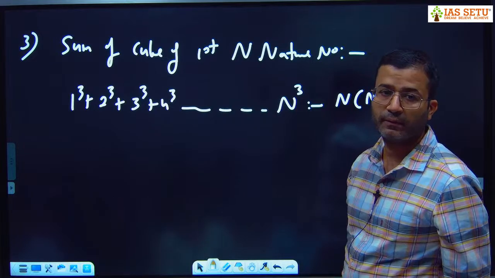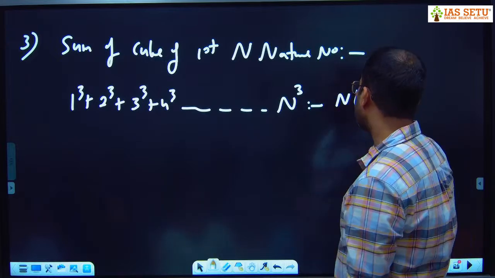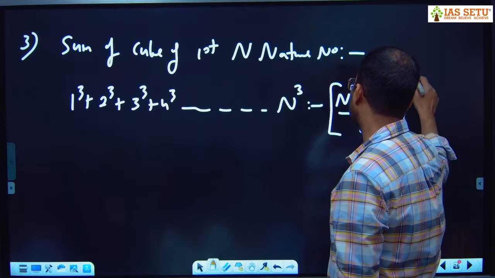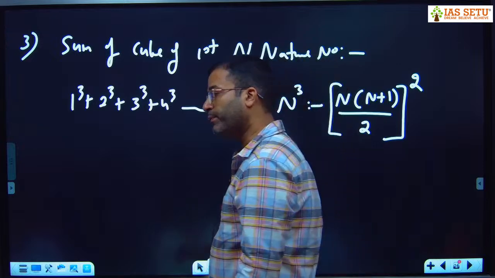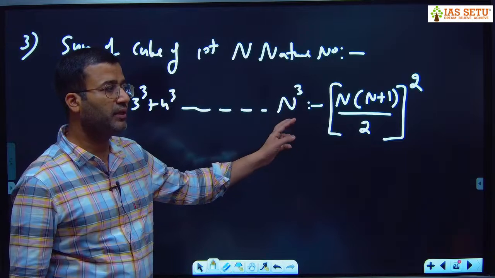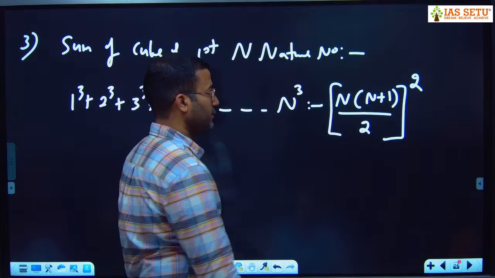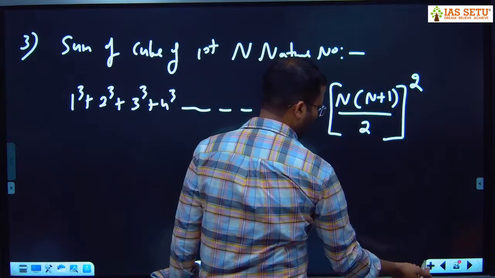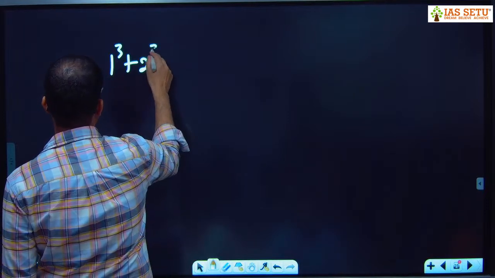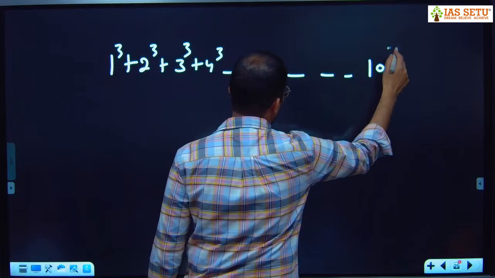Any one of you? n into n plus 1 divided by 2 whole square. जो पहला रूल था बस उसका स्क्वायर हो जाएगा. फर्स्ट रूल सेम, n इंटू एन प्लस 1 डिवाइडेड बाई 2, बट हियर इट इज होल स्क्वायर, कंप्लीट का स्क्वायर. This is whole square. Now try one question. 1 cube plus 2 cube plus 3 cube plus 4 cube up to 10 cube.